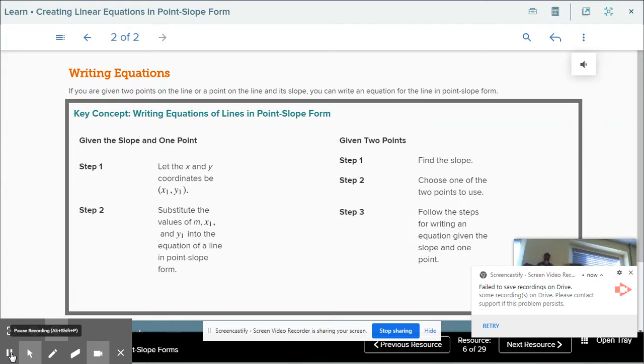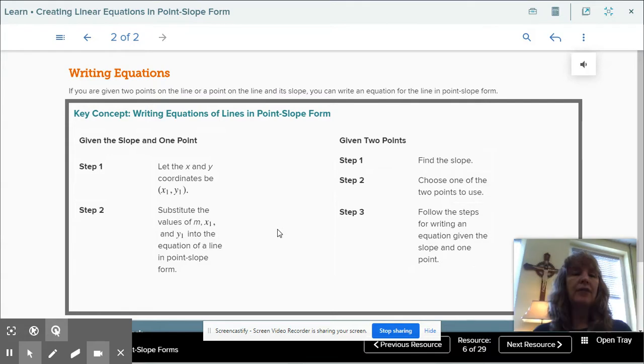So step one, you need to let x and y coordinates be x1 and y1. Step two, you need to substitute the values of m, x1 and y1 into the equation of the line. That's if you are writing it in point slope form, if you're given the slope and a point. The other way is if you're just given 2 points. Well, first of all, you have to determine the slope.